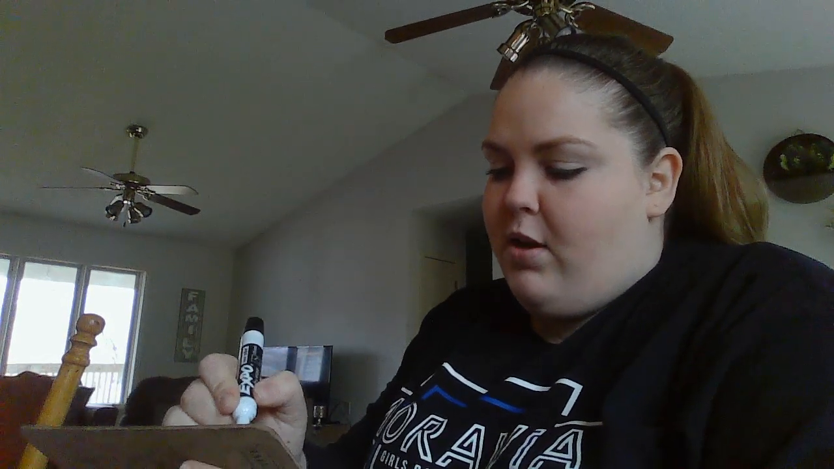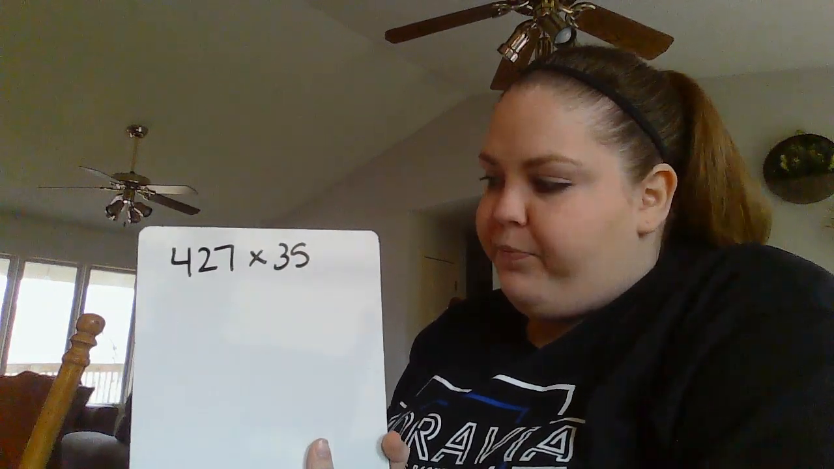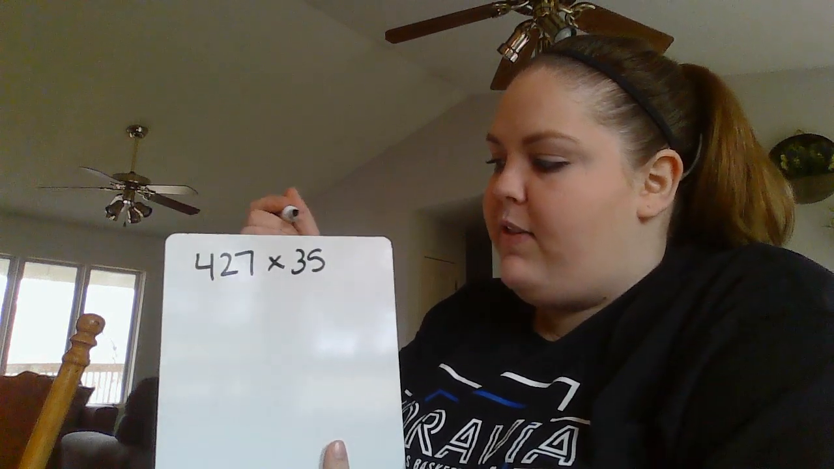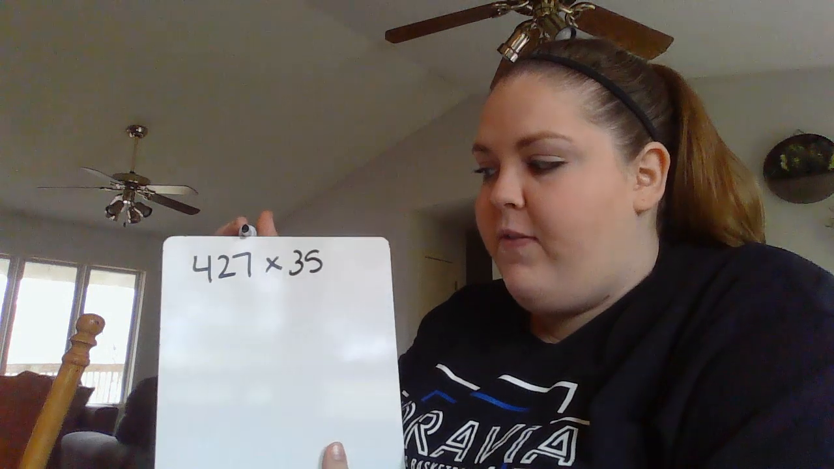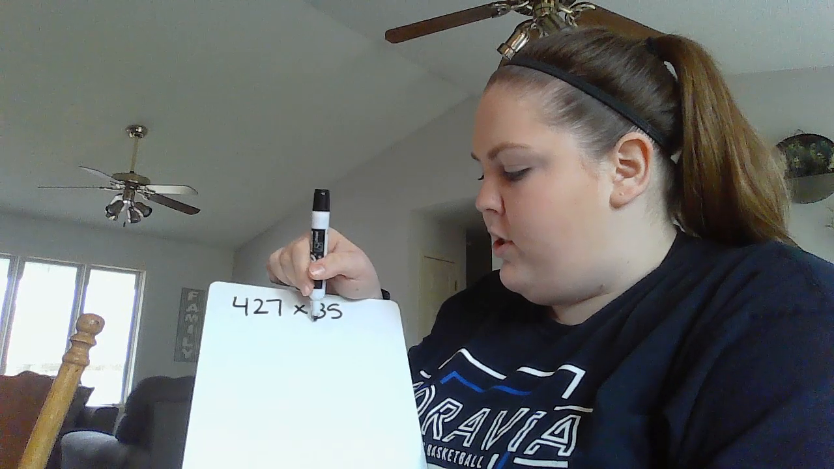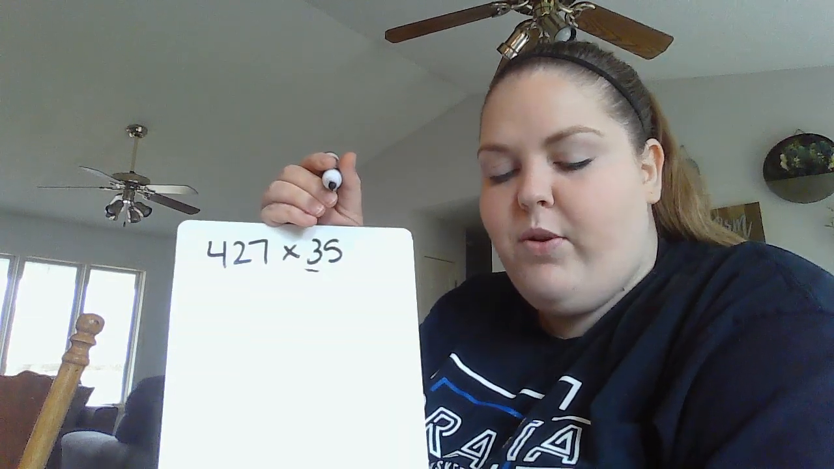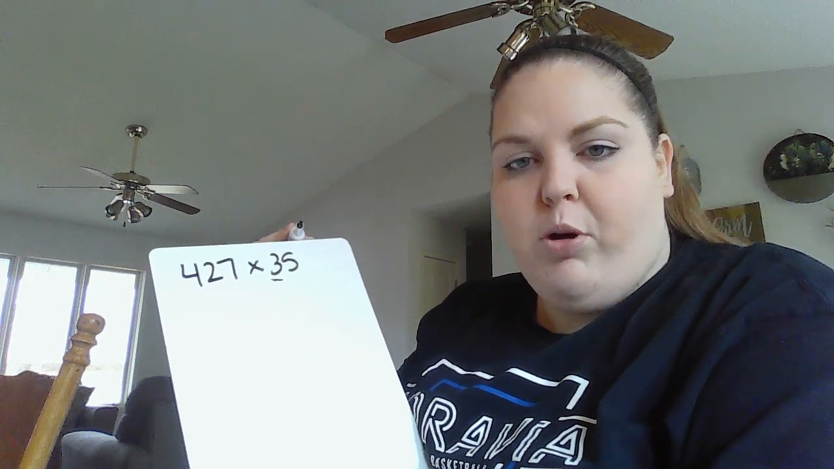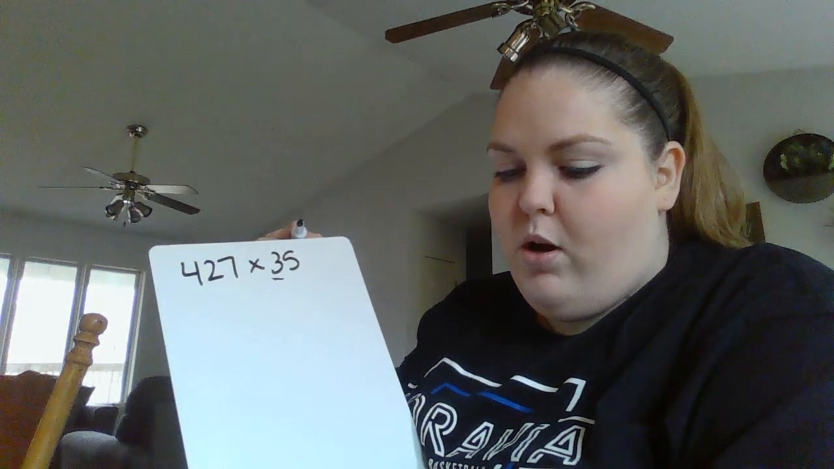Number 4, which expressions are equivalent, meaning the same as 427 times 35? So, number A, it says 427 times 3 plus 427 times 5. This would be correct if it said times 30 and then times 5. But the 3 is not just actually 3, it's actually meaning 30, so A is not right. But if you look at D, they do correct it, and they say 427 times 30 plus 427 times 5. That's your partial products. So D is right, A is wrong.